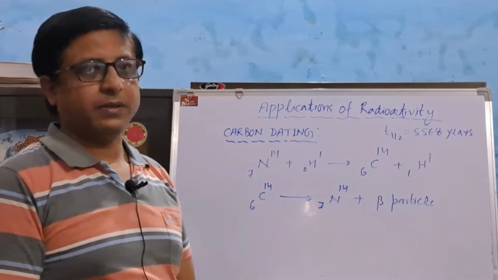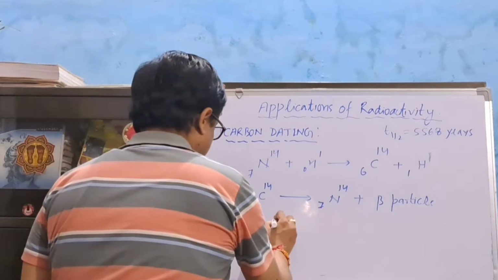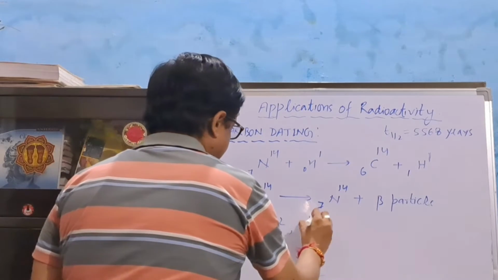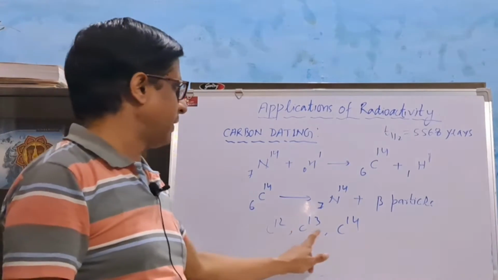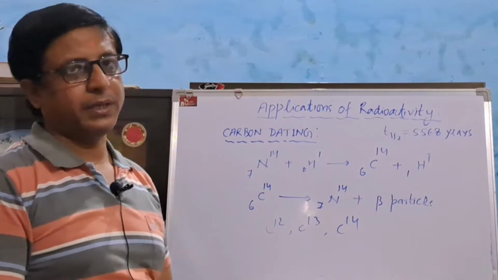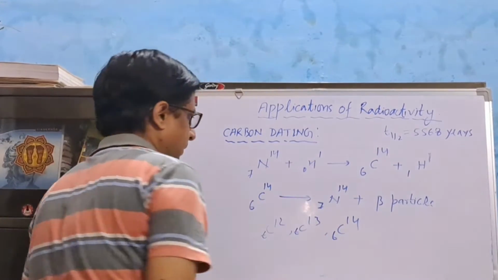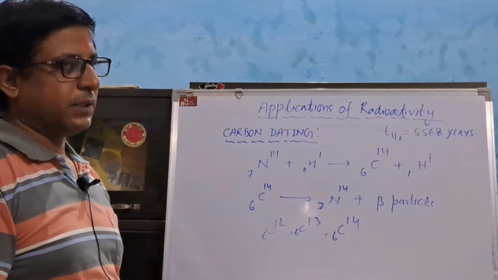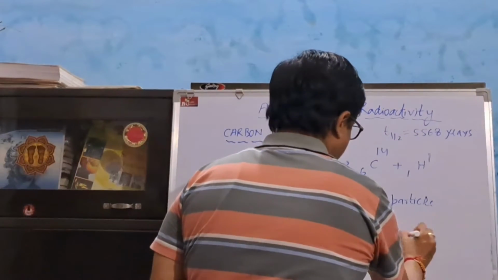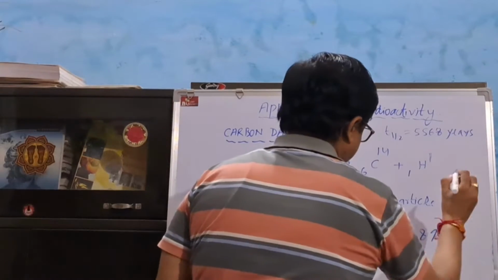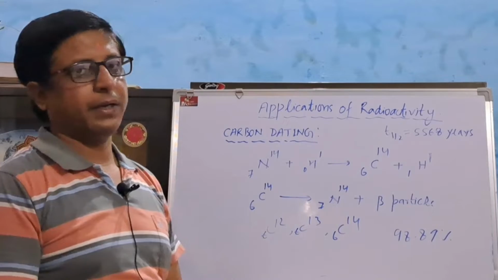We know that carbon has three isotopes: C12, C13 and C14, with mass numbers 12, 13 and 14, and the atomic number of each carbon is 6. The percentage abundance of carbon 12 is 98.89%.